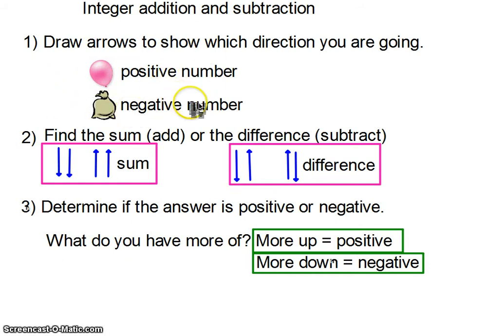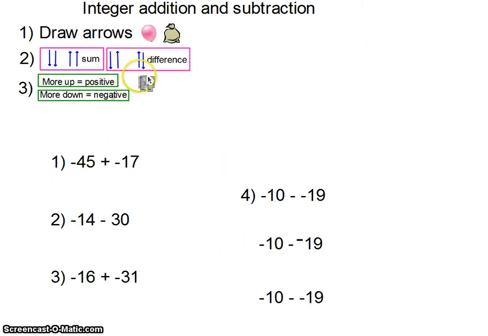Okay, so after you figured out which way you're going, you've drawn some arrows, you want to go ahead and find out if you want to add or subtract those numbers. If the arrows you drew are going the same direction, you're going to add them. You're going to find the sum. If the arrows are going different directions, you're going to subtract, find the difference. And the last thing you got to do is figure out if you're going up or down. So it'll make more sense if I give you an example.